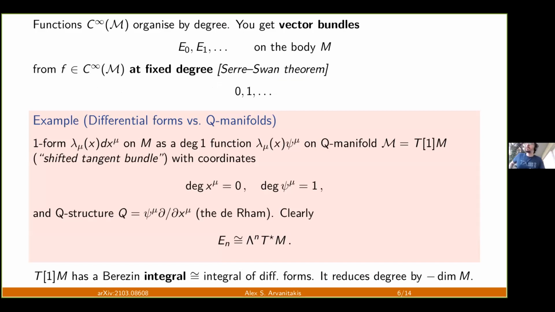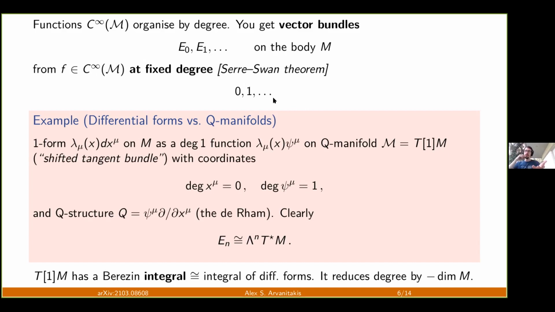Now, a good way to think about these QP manifolds is that they are machines that house lots of vector bundles and operations between them. And you get the vector bundles by counting the degrees of functions in the ring of functions over the supermanifold. And because all of the coordinate degrees are non-negative, you get some finite sequence of vector bundles corresponding to functions on the supermanifold at fixed degree. Okay.